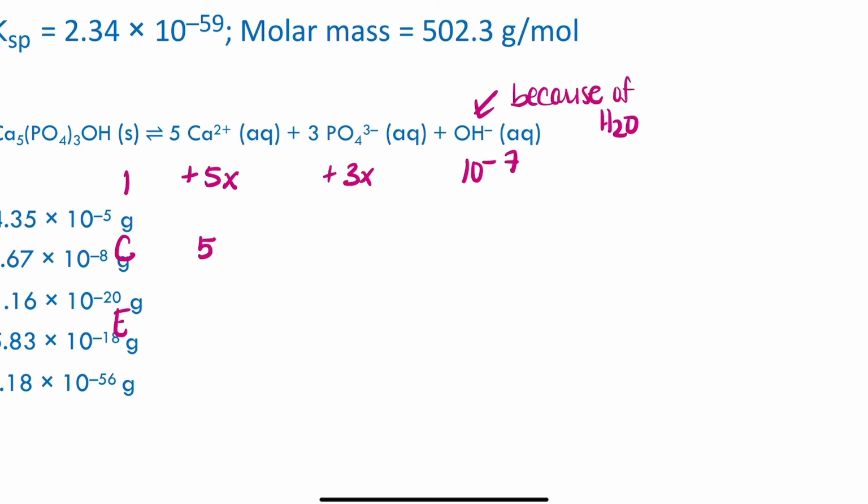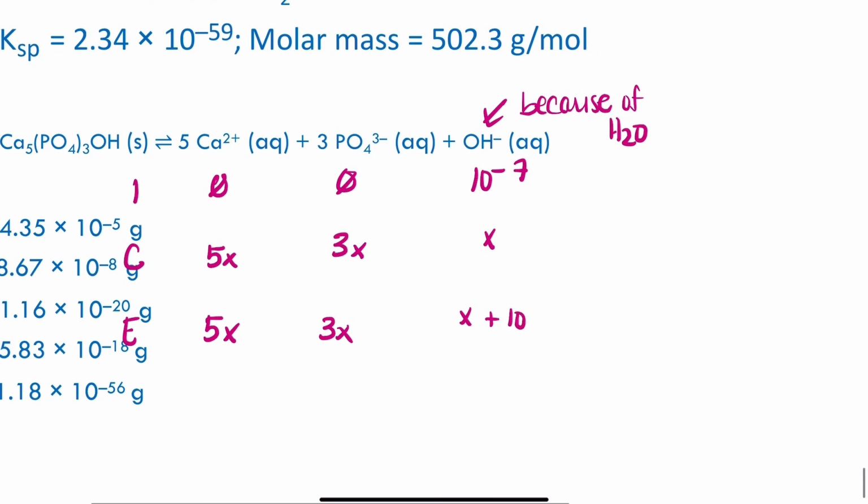So, I wrote those in the wrong spot because I wasn't thinking about it. We don't have any to start. I apologize. 5x, 5x, and this would just be x. At equilibrium, 5x. I really need to pay attention. I'm sorry, you guys, I'm tired. 3x, 3x, and x plus 10 to the minus 7.